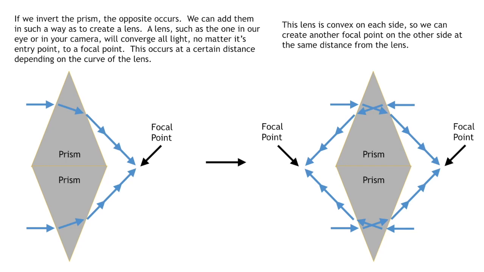This lens is a convex lens on each side, so we can create another focal point on the other side at the same distance from the lens. So in other words, light travels through from left to right, and it's converged over here on the right side to a focal point, but equally the light can travel through going right to left and do the same thing on the other side, with a focal point on the left.